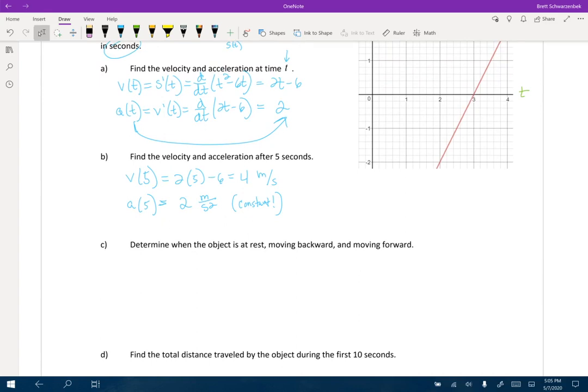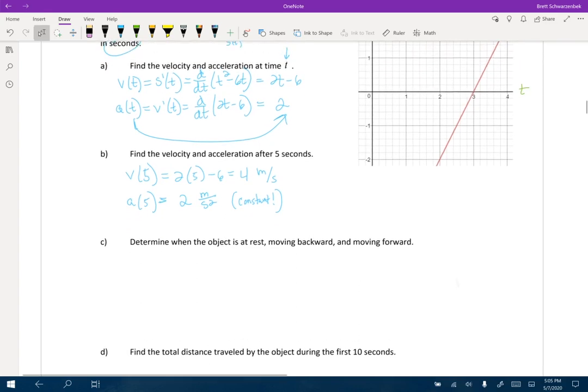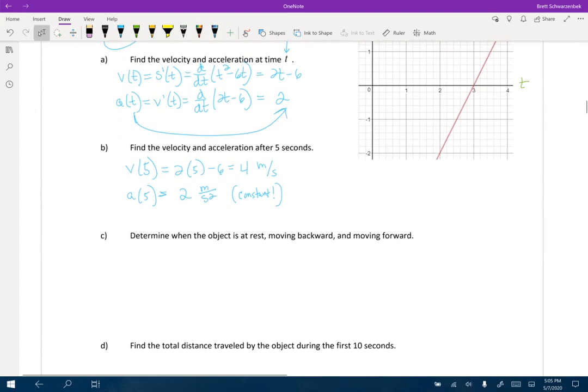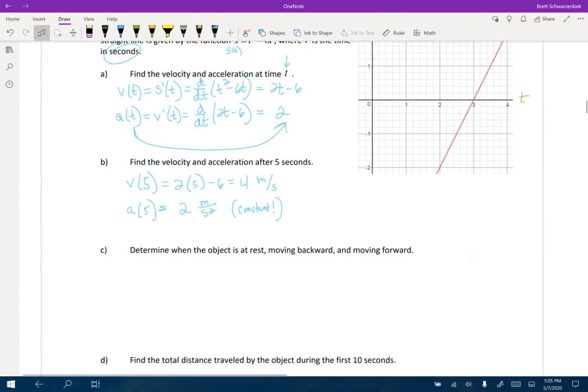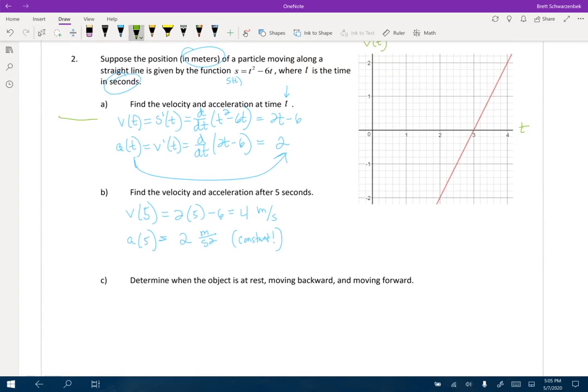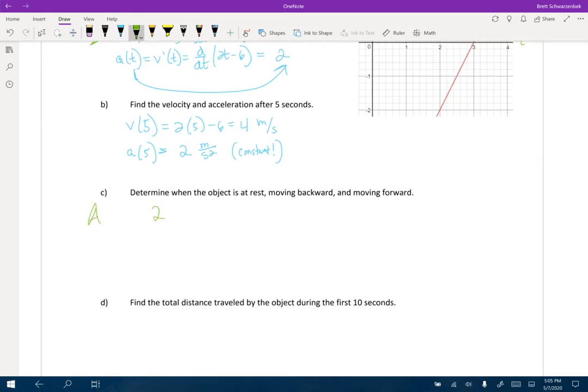It says determine when the object is at rest, moving forward, and moving backward. Again, when is an object at rest? Whenever the velocity is 0. So look at the velocity function up here. We want to know when this is 0. So at rest, 2t minus 6 is equal to 0. Add 6, so 2t equals 6, and then divide by 2. We get t is equal to 3 seconds.